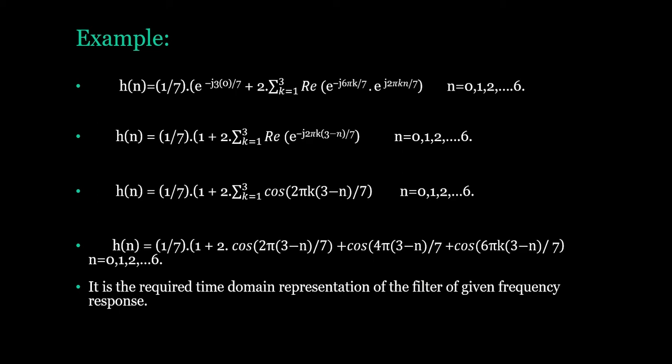By simplification, we get these equations, and the real part of e power minus j 2 pi k into 3 minus n by 7 will be cos 2 pi k into 3 minus n by 7. By expanding the summation, we get this equation. It is the required time domain representation of the filter of the given frequency response.